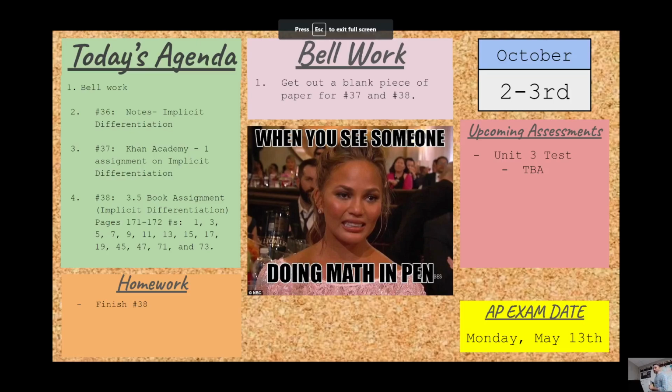And you're welcome to use the same piece of paper for 37 and 38. But I do recommend, as you make mistakes on the Khan Academy and you get them figured out, highlight or circle the steps you missed so that you can look back at this piece of paper later and review the things that you missed.